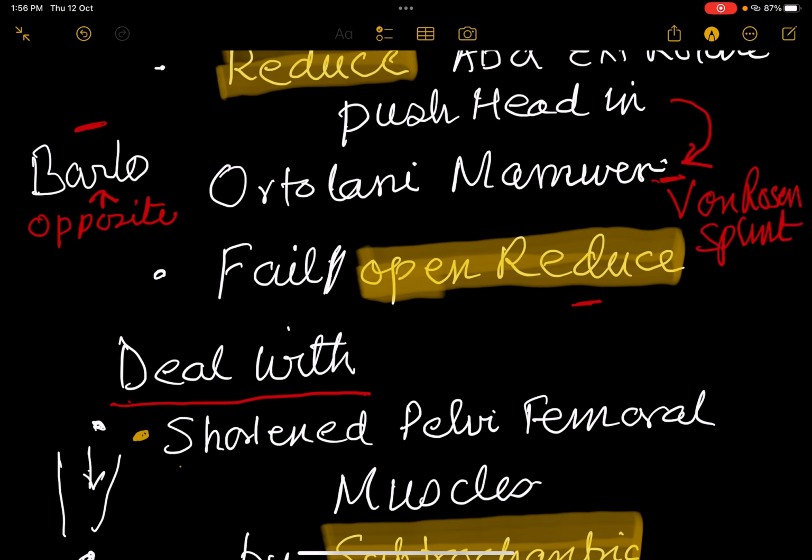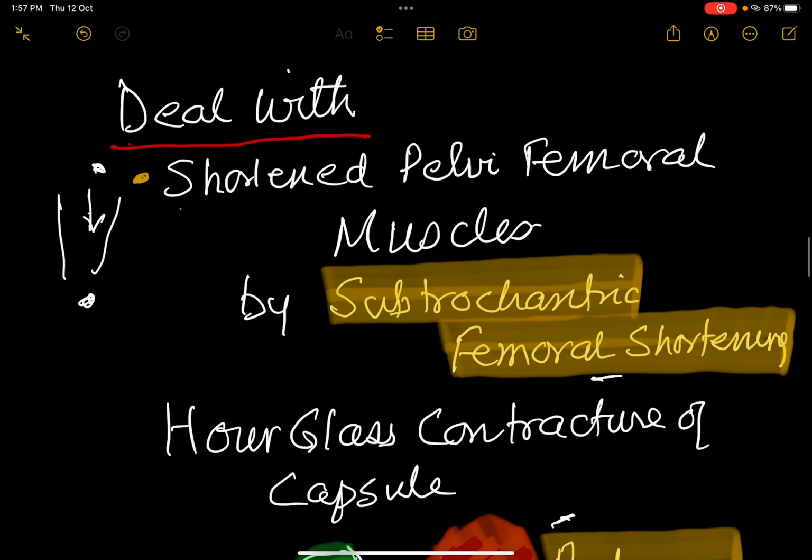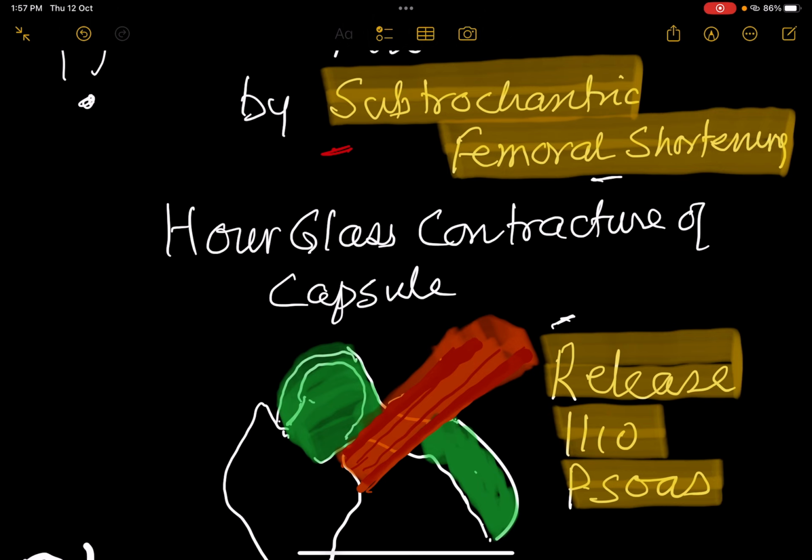If you fail to open reduce, then you have to deal with the shortened pelvifemoral muscles which are preventing the descent of the head to the level of the acetabulum, and this you deal with by a subtrochanteric femoral shortening osteotomy. Then you may have to deal with the iliopsoas causing a contracture of the capsule by releasing the iliopsoas muscle.